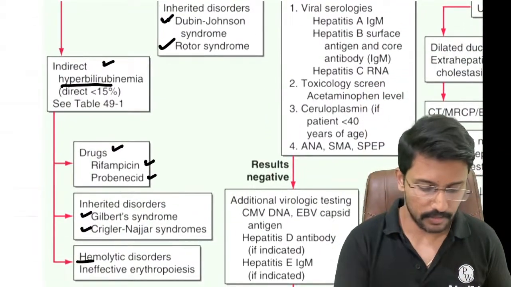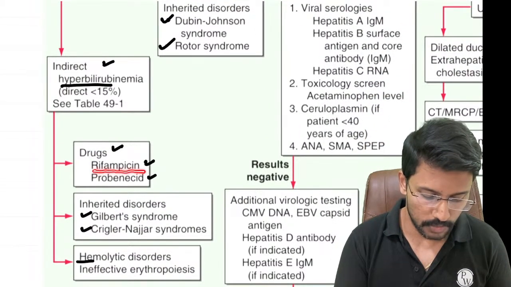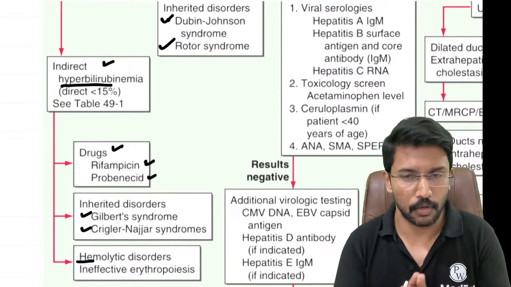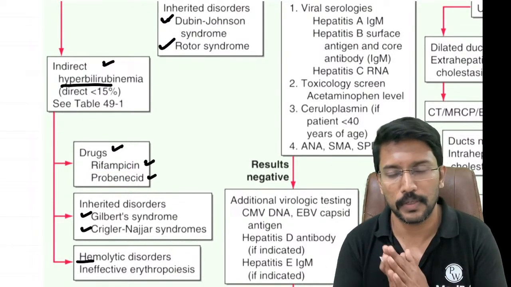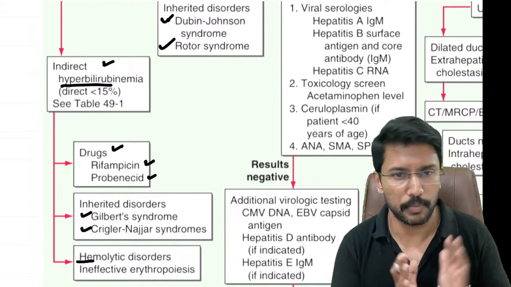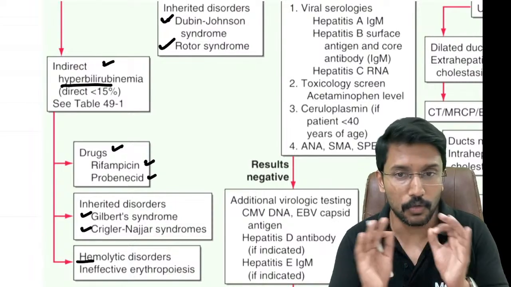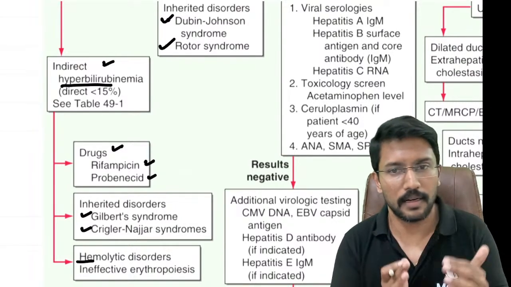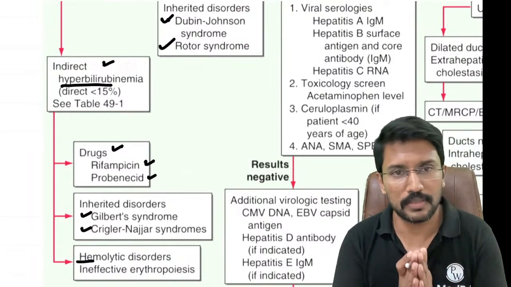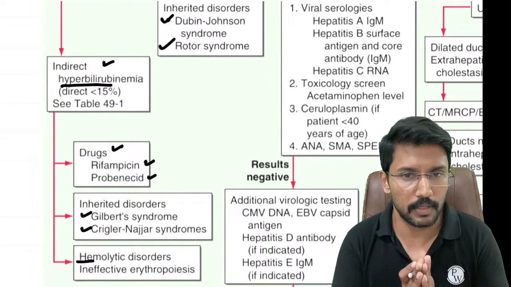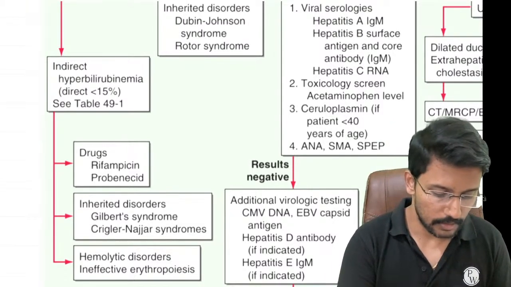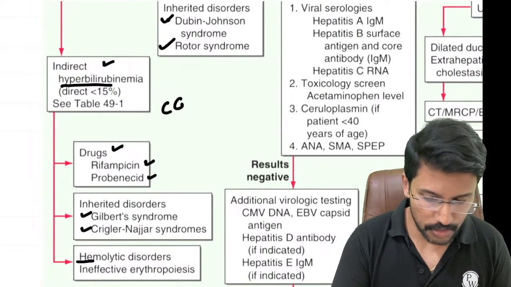And indirect, drugs is pretty straightforward. In the question only they will mention the history that the patient is on probenecid for some indication, or the patient is on rifampicin because of tuberculosis or whatever other causes. So then it is drug-induced hyperbilirubinemia. If there is no such history, then inherited hyperbilirubinemias are a possibility. And from the LFT report, if I have noticed that it is indirect hyperbilirubinemia, then Gilbert and Crigler-Najjar are two possibilities. How do I remember that? Just remember a mnemonic, CGI.